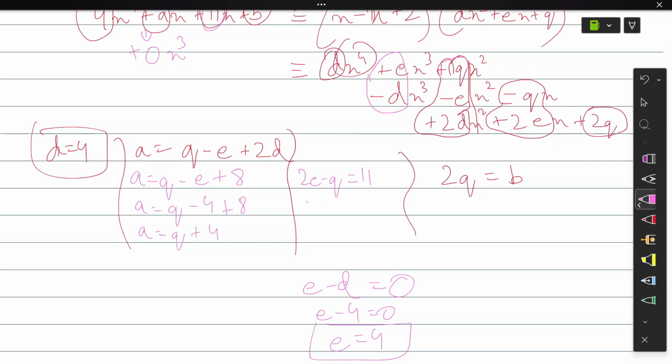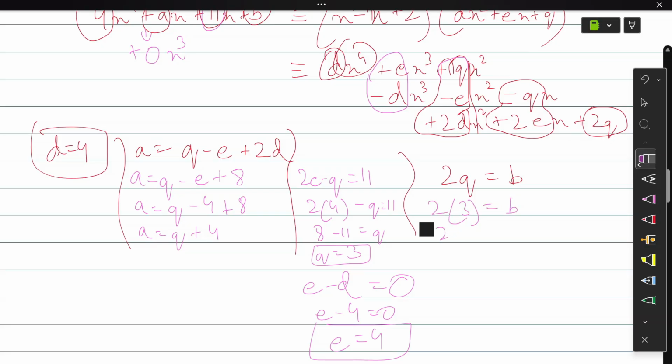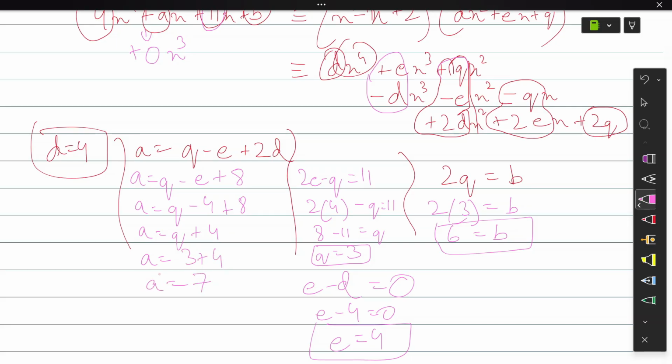Where else? 2 into 4 minus q equals 11. 2 fours are 8. 8 minus 11 equals q. Q equals what? 3. We have q, ladies and gentlemen. So 2 threes are b. 2 threes are 6, and 6 equals b. And we need to find a, which equals q plus 4. Q is 3, 3 plus 4, a equals 7.